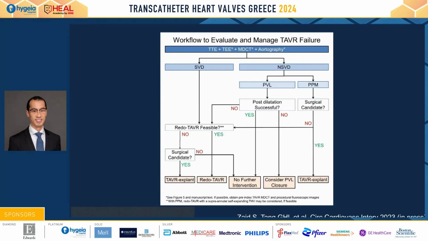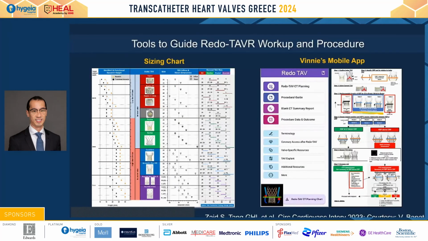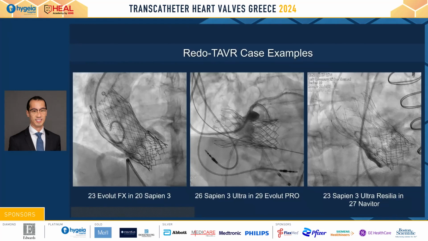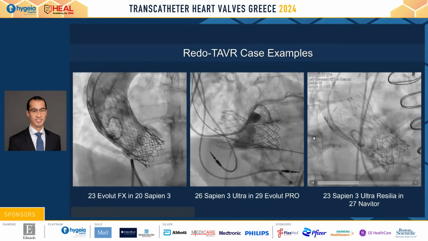It will usually be either redo TAVR or TAVR explant. And there are now new vocabularies to learn to be able to figure out some of the nuances involved. But thankfully, we have sizing charts now, and Medtronic just launched its Redo TAV app. You can see that here on the right side of the screen, it walks you through the whole workflow of how to reevaluate patients with failed TAVR for redo TAV feasibility. I also have a YouTube channel that shows you how to perform CT workup, and it will be updated soon. And you can see that here, these are some examples of redo TAVR of different combinations.